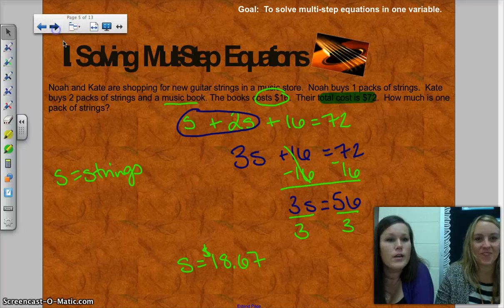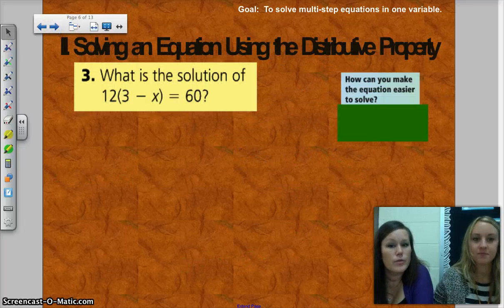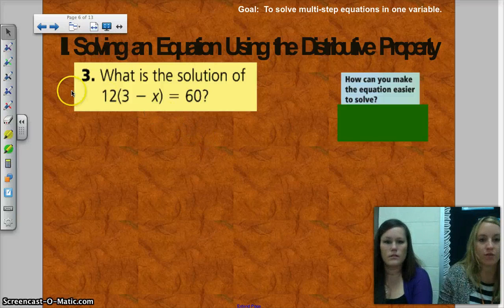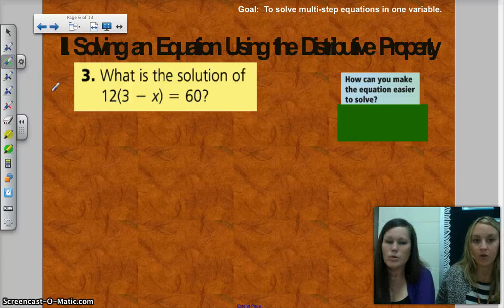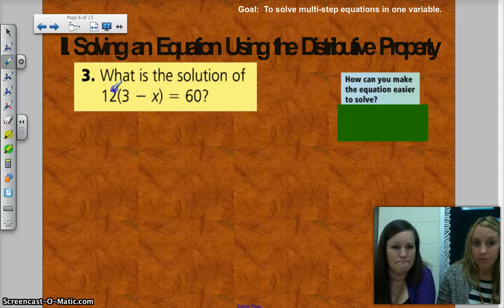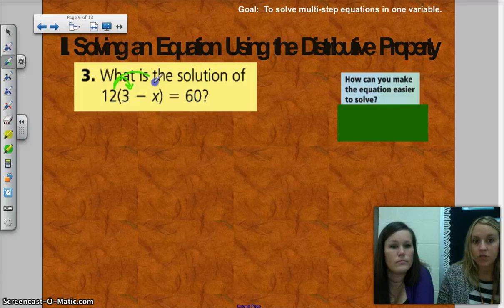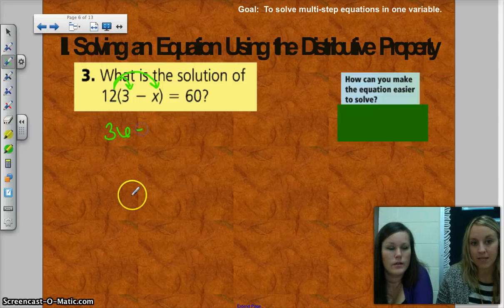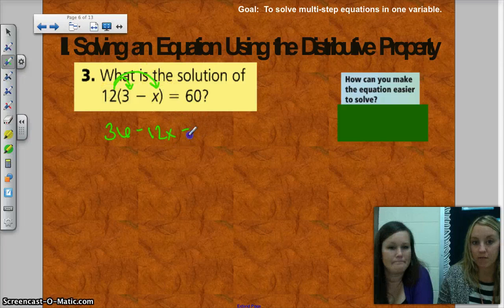All right, so here's what we need to do here. Distribute first, then solve. So guys, we're doing all stuff that you've already done. Nothing is new right now. We're just putting it all together. So again, we're still trying to isolate the x to get it alone. But I have these parentheses in the way. To get rid of those, you distribute the 12 to the 3 and to the x. So 12 times 3 is 36, minus 12x. Don't forget that 12 was distributed in.